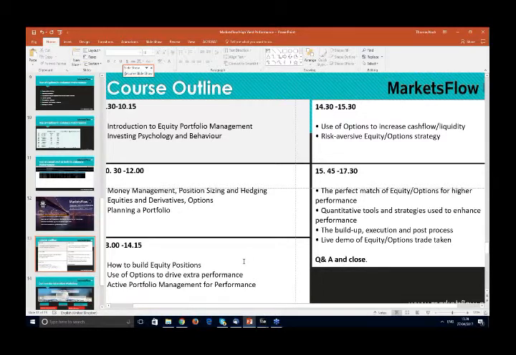We also then look at the perfect match of equity options, when to use equities or when to use options. We look at quantitative tools and strategies which help us build that performance. We look at the build-up, execution, and post-process, and we look at live demos on the day of particular options which may be suitable on the day. At any given day, you could write options, or you could write covered calls.